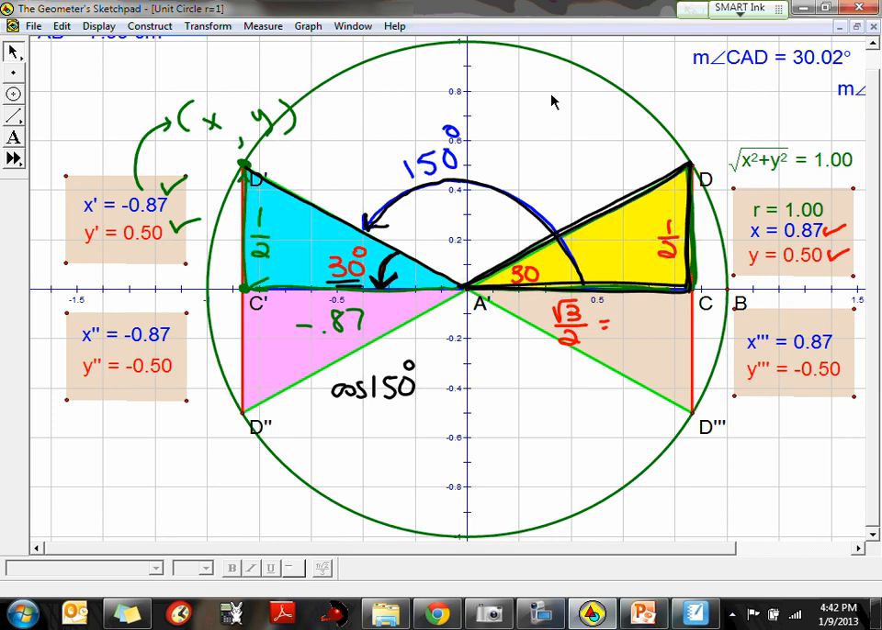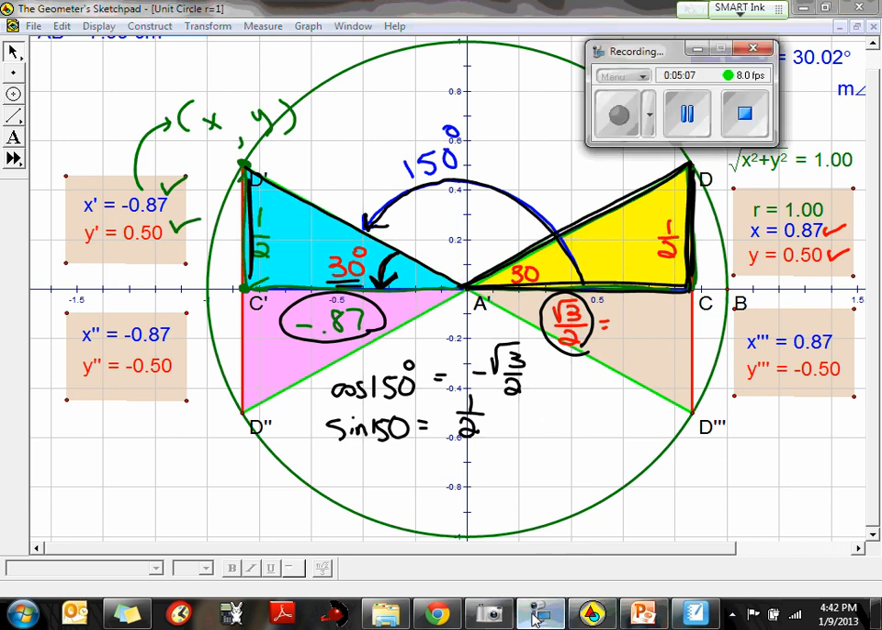So if we do the cosine of 150, that is the adjacent side, which is a negative square root of 3 over 2. Same value as this, it's just been reflected across the y-axis. The sine of a 150-degree angle would equal the y value, which is the reflection of this side across the y-axis, and that is equivalent to a half. So that's how we're going to use reference triangles to help us solve angles that are larger, such as quadrantal or obtuse angles.